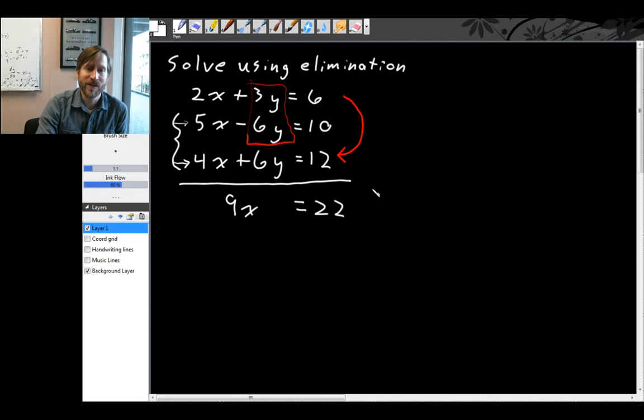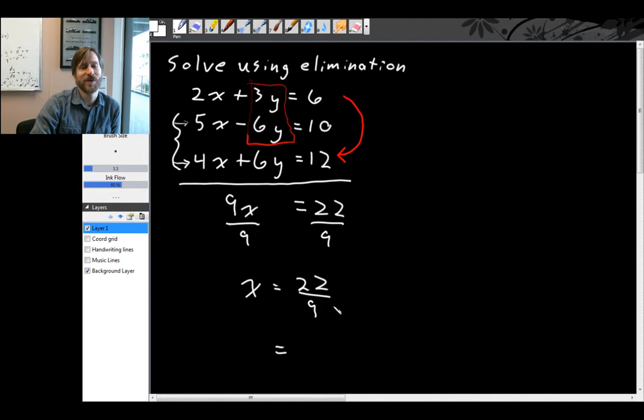All right, and now this equation doesn't have any y's in it. It only has x's. And that means we can solve this remaining equation for x. So we can just divide both sides by 9. And we get x is 22 over 9. And that's going to be something like 2 and 4/9. I'll probably stick with 22 over 9 for now, though. We aren't quite done yet, though.